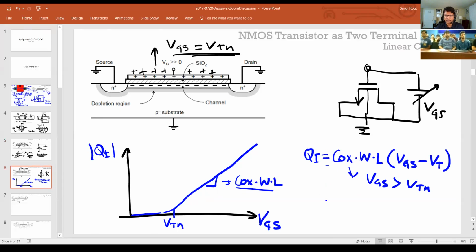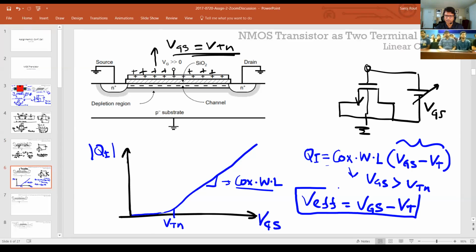All right, and this voltage here is referred to as your V effective, VGS minus VT. And you have to remember this. I mean, obviously this is very easy, but you have to remember this. In your design, this should be just like your KCL, KVL. You always will be talking about V effective, V effective, V effective. So this is a very important expression to remember. Obviously easy one, but very important one to remember. So you'll be using this a lot in your design.